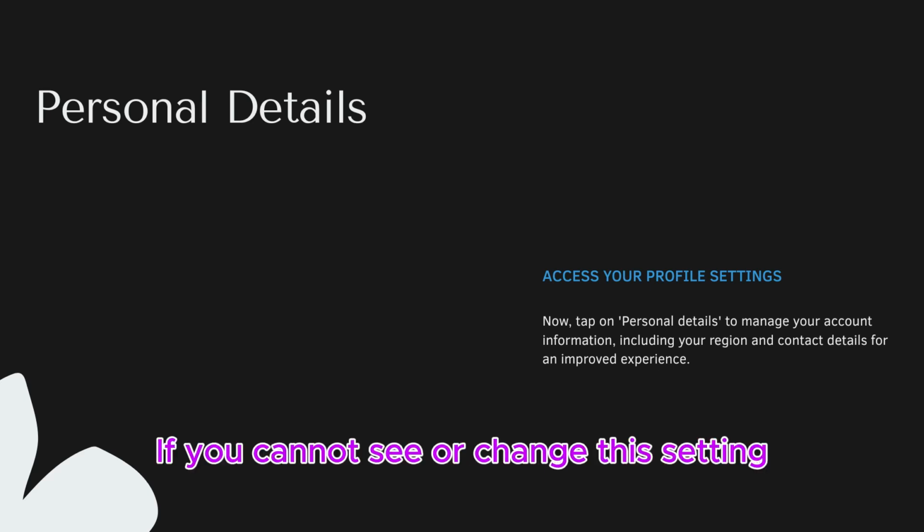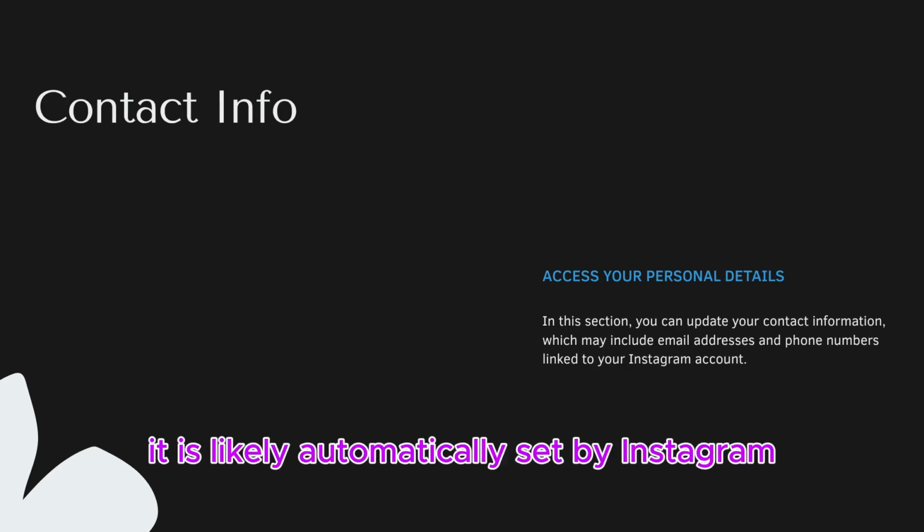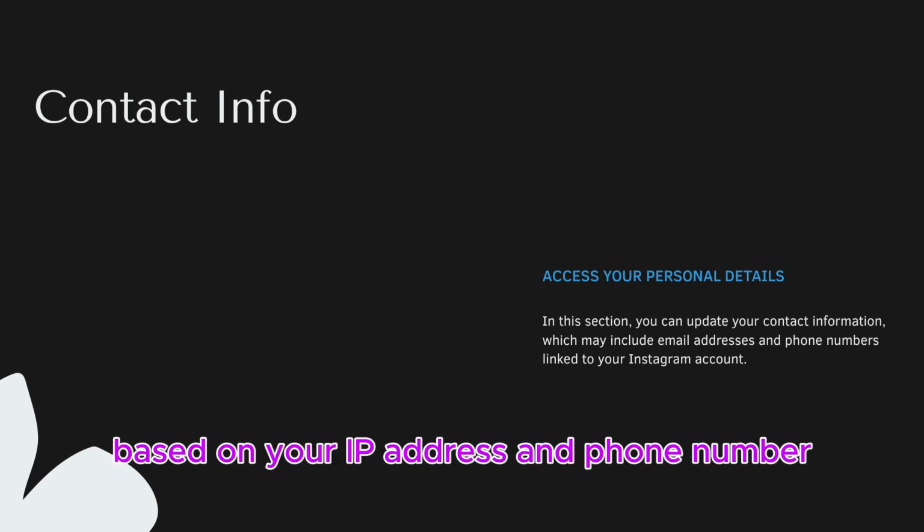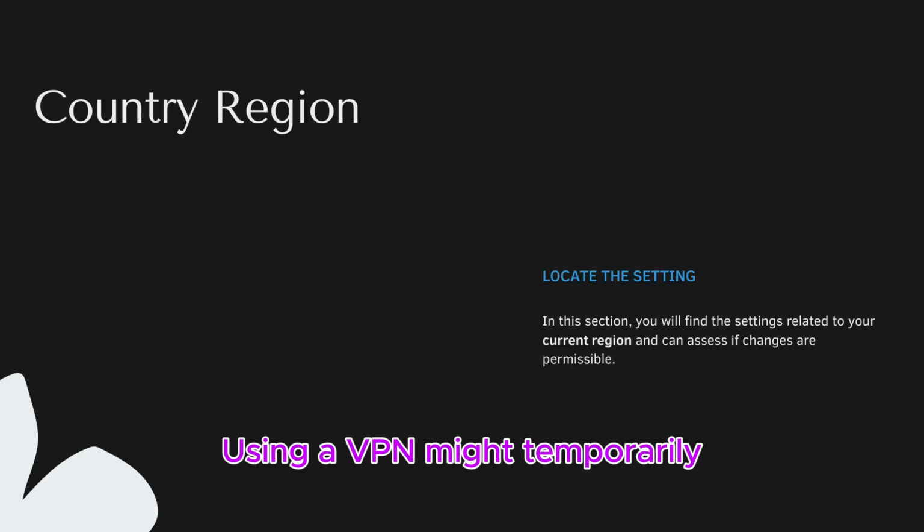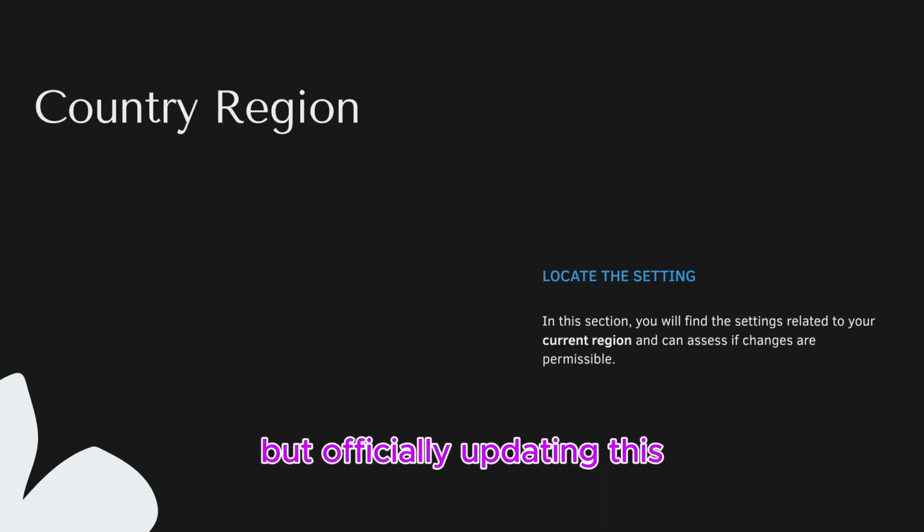If you cannot see or change this setting, it is likely automatically set by Instagram based on your IP address and phone number. Using a VPN might temporarily change how your account appears, but officially updating this detail is often restricted to prevent misuse. For more clarity, you can check Instagram's Help Center for their official policy on region changes.